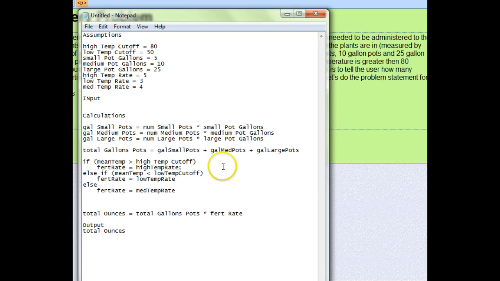And that's it right here. Right? So the number of large pots times the large pot gallons, and the large pot gallons is up here. So if I had 10 of those, 10 times 25 would be 250 gallons that I had in just large pots. So we're going to have to do this math here. Well, in order for us to do that math, we're going to have to know what is the number of small pots, the number of medium pots, the number of large pots. And that's something that's going to have to be provided to us. So we're going to have to get all of them.